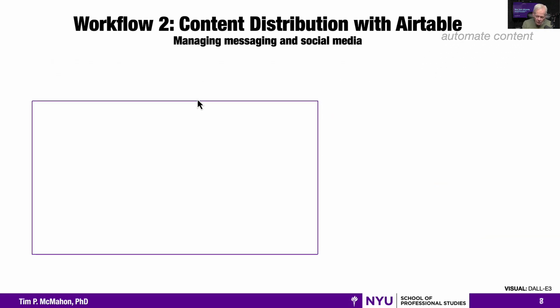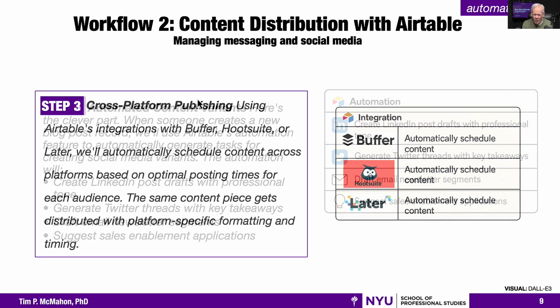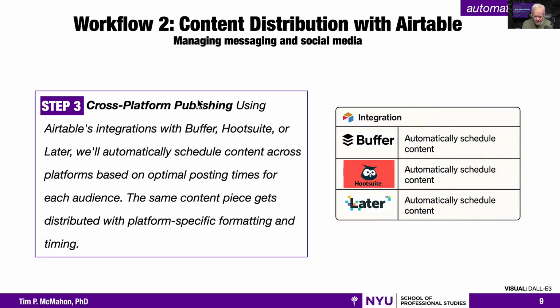Then step number 2 in the automating of content is to come up with the automated content variants. This is the clever part in Airtable. When someone creates a new blog post record, we'll use Airtable's automation feature to automatically generate tasks for creating social media variants. The automation will create LinkedIn post drafts, for example, generate Twitter threads, draft email newsletter content, suggest sales enablement. This is the whole concept behind the stack, is to give us the opportunity to automate.